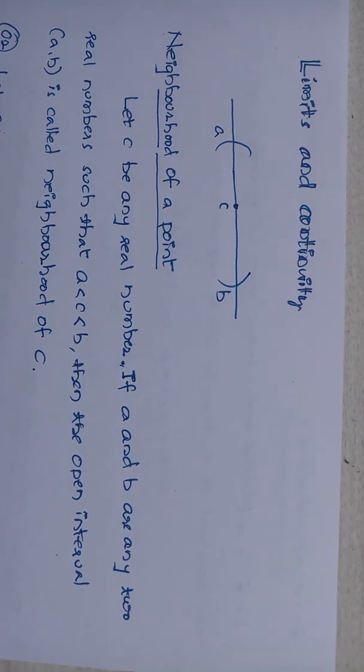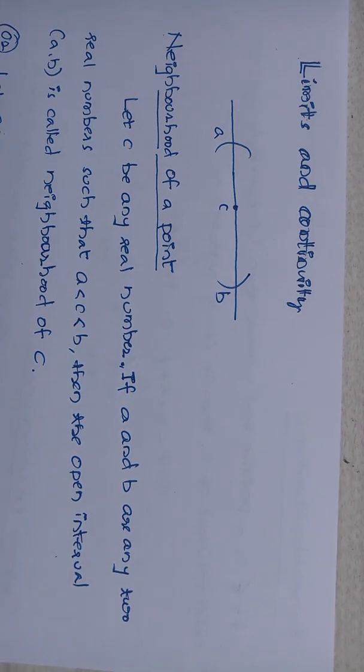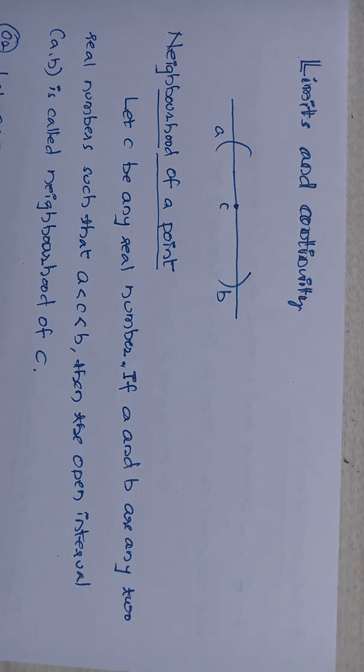Everyone. So in this class let me discuss limits and continuity. So here is the definition of the neighborhood of a point. Let C be any real number. If A and B are any two real numbers such that A is less than C is less than B, then the open interval (A, B) is called a neighborhood of C.